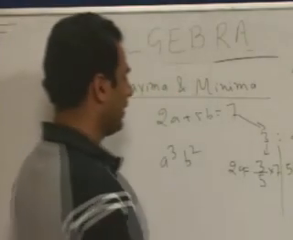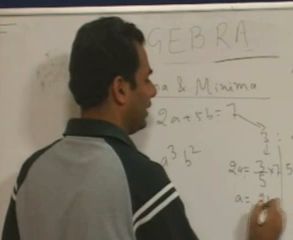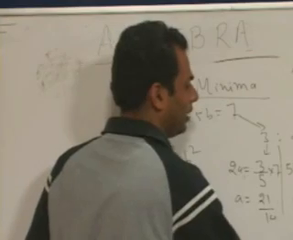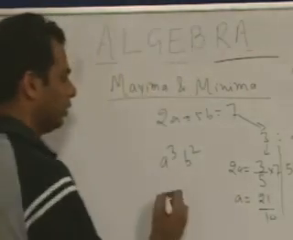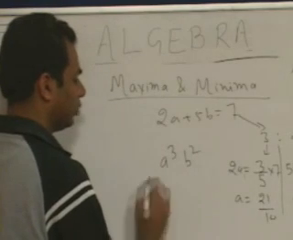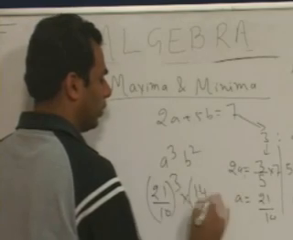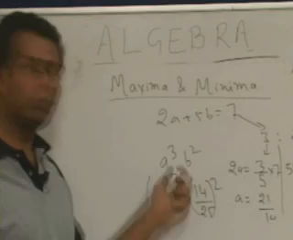So from here we can find the value of a, which is equal to 21/10. And from here the value of b is 14/25. Now put these values of a and b directly here, and you'll get the answer, which is 21/10 raised to power 3 into 14/25 raised to power 2. So this is the maximum value of a cube b square here.